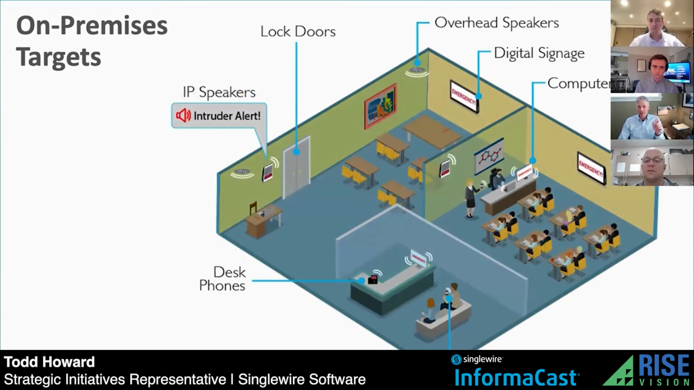As an example, let's do this. On the intruder alert, initiate lockdown procedure. So you can see when that alert gets activated, it's going to activate all those fixed on-premises systems with a single activation through those triggering tools that I just mentioned.